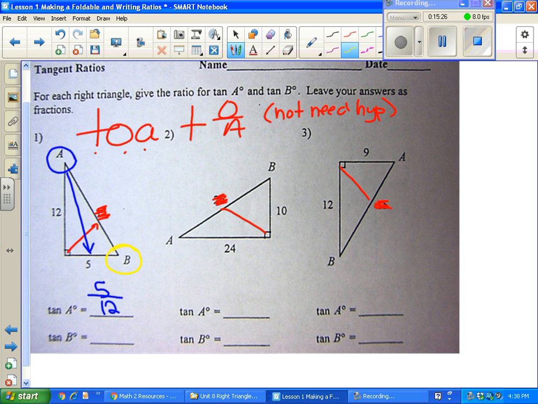From B, what's opposite from B? Opposite from B would be 12. So this time 12 goes on top. And then 5 touches angle B, so 5 is adjacent. So 12 fifths. I guess I'll rewrite this in red since it didn't show up. Angle B, opposite, and this touches it. So 12 is opposite, so 12 is on top. That's tangent. Remember, you do not need the hypotenuse for tangent.